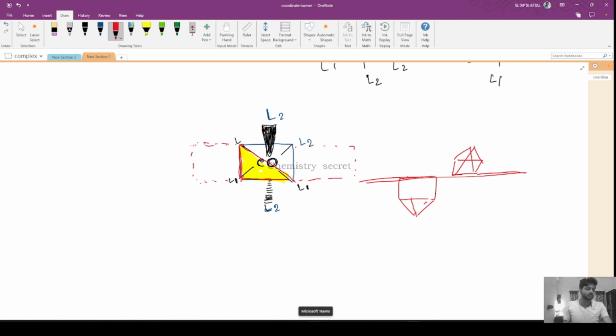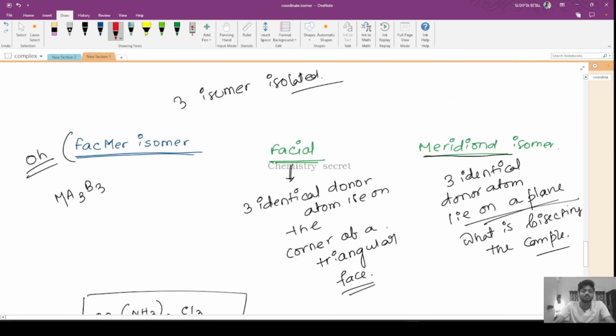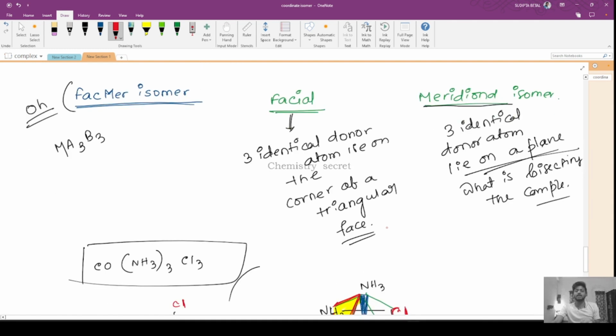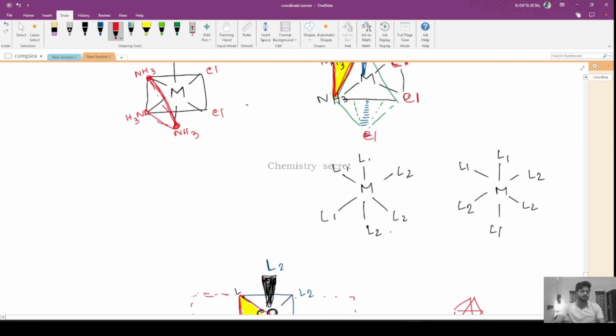Okay, so I hope you people understand it properly. What is the basic difference between facial and meridional isomer? In case of facial isomer, there are three identical donor atoms which lie in the corner of a triangular face. And what is meridional isomer? In case of meridional isomer, the three identical donor atoms lie on a plane which is bisecting the complex. Okay, so I think you people understand.